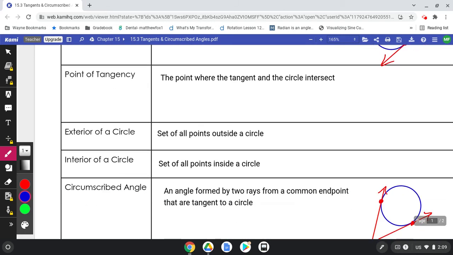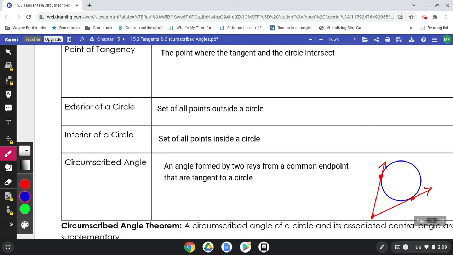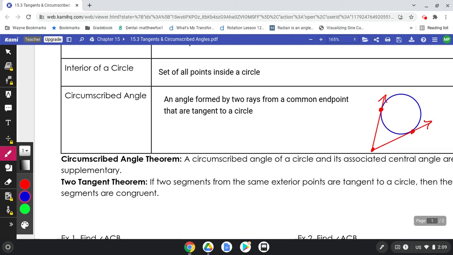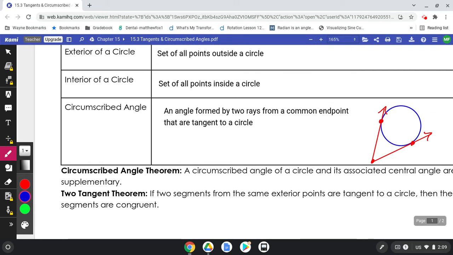Then our final vocab word is the circumscribed angle. And here we have one drawn in red. It's the angle formed by two rays from a common endpoint right here. This is also known as their vertex. And they are both tangent to the circle, meaning they touch it and keep going by. Okay, so those are our vocab words.